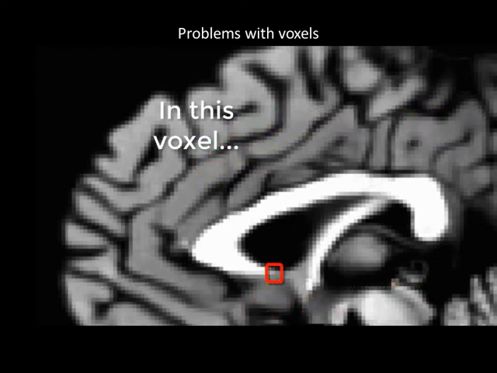And it's not just for functional data. You can see it for structural data as well. Because if we have a voxel which seems to bridge different tissue types, it's hard to determine how much of that voxel, say, is gray matter, how much is white matter, and how much is cerebrospinal fluid. Volumetric-based packages like VBM do their best to try to unpack that, but it's not always that accurate.